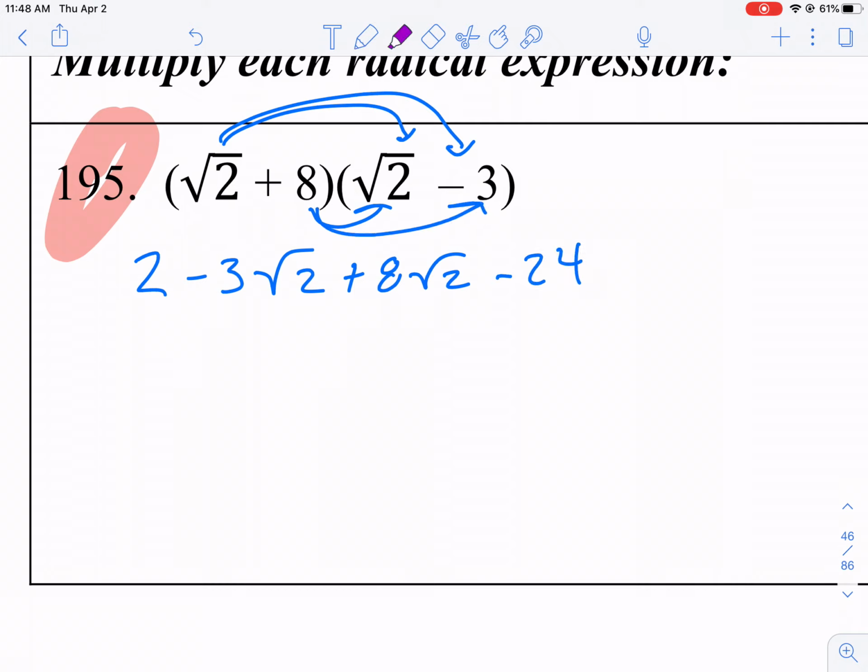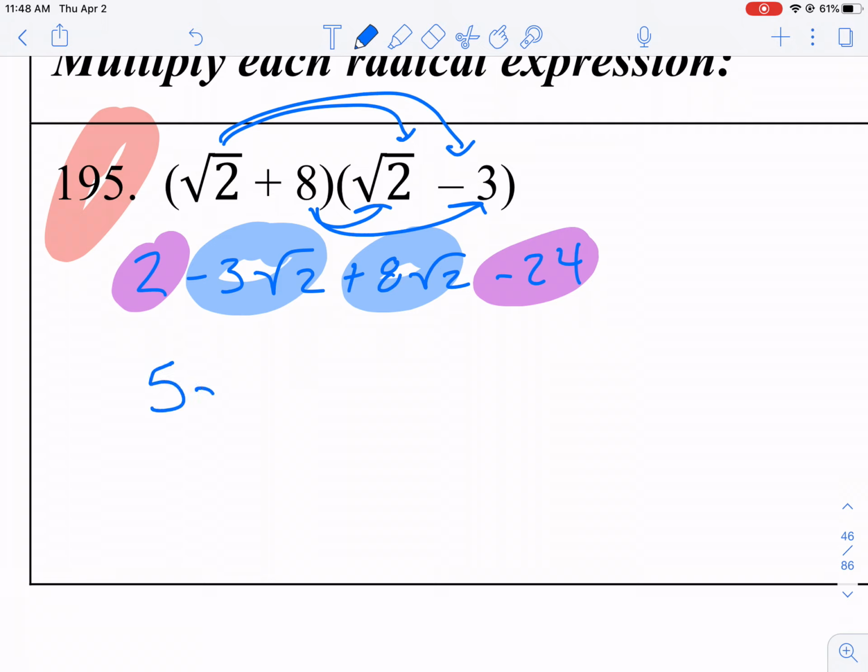Now I'm going to combine my like terms. 2 minus 24 is one set of like terms, and negative 3 and positive 8. You could put these in either order. I'm going to put the radicals first for no real good reason. So 5 square root of 2 minus 22, if I'm not mistaken. Okay.